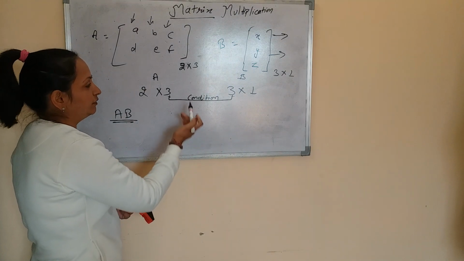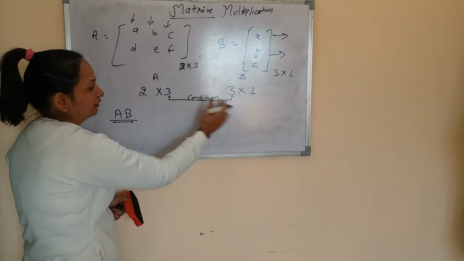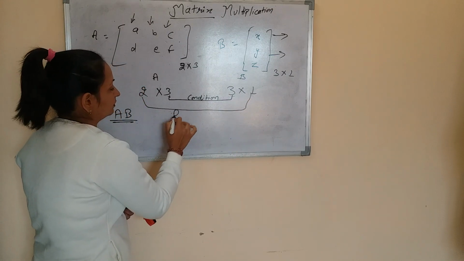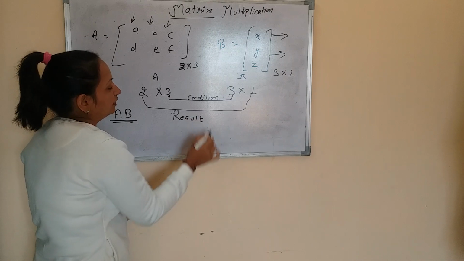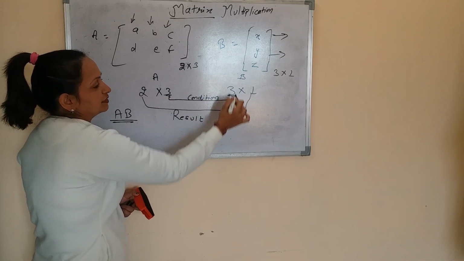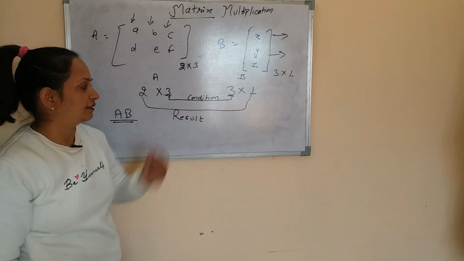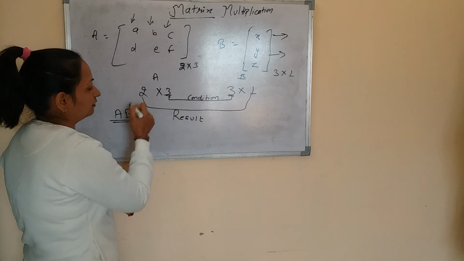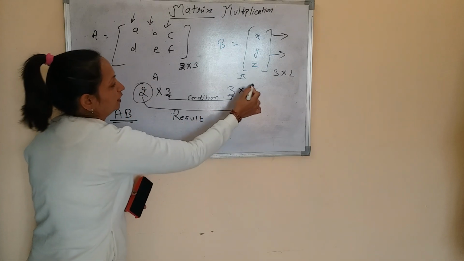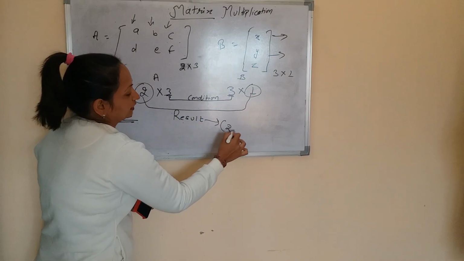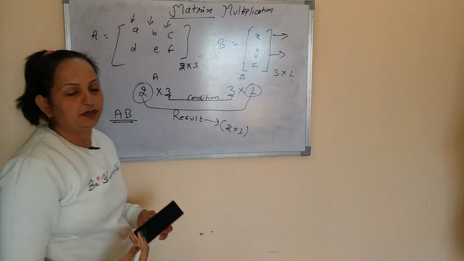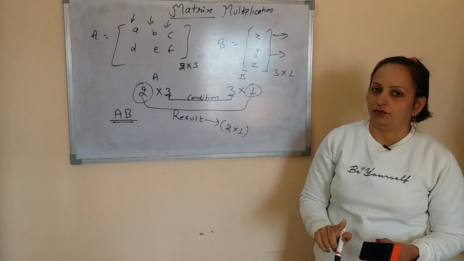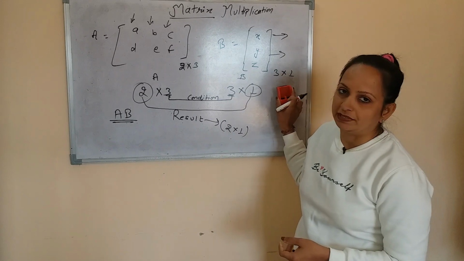So the same thing which I was saying, I am writing it like this. And this is our result. We can see that matrix multiplication is possible because 3 and 3 are the same. So after applying matrix multiplication, we will get a resultant matrix of order 2 into 1. So my resultant matrix will be 2 by 1. 2 by 1 means it will have 2 rows and 1 column. That will be the answer of matrix multiplication.